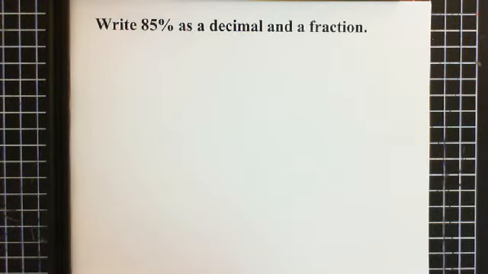Now here's the next question. Again, you can pause the video, work on the question, turn the video back on again, and I will work through the question. All right, so you want to write 85% as a decimal and as a fraction.